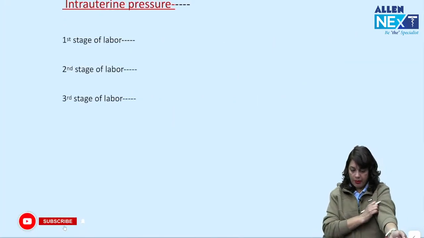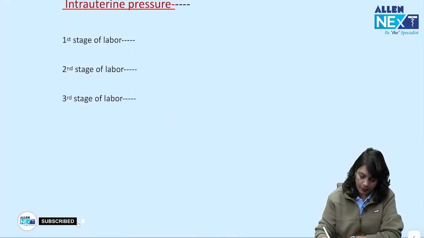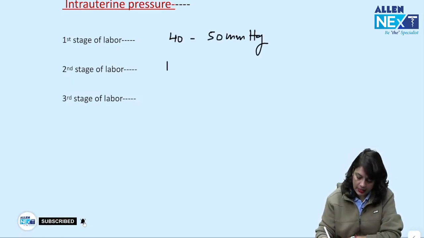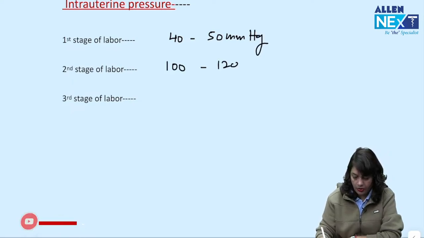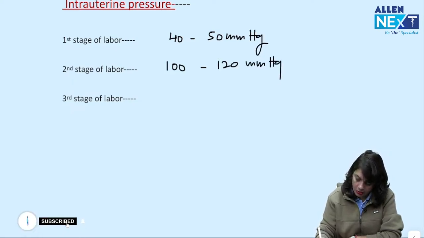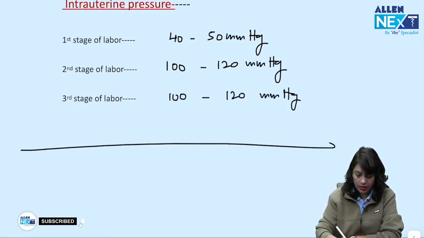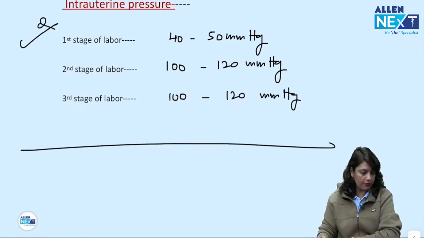Now, intrauterine pressure in first stage of labor is 40 to 50 millimeters of mercury. In the second stage of labor is 100 to 120 millimeters of mercury. In the third stage is 100 to 120 millimeters of mercury. Questions important for FMG exam.